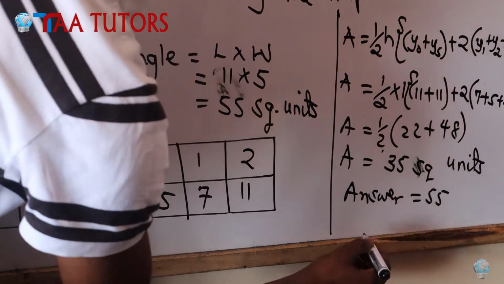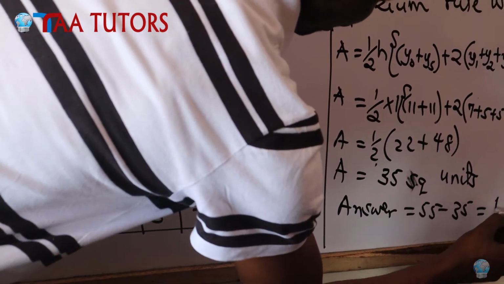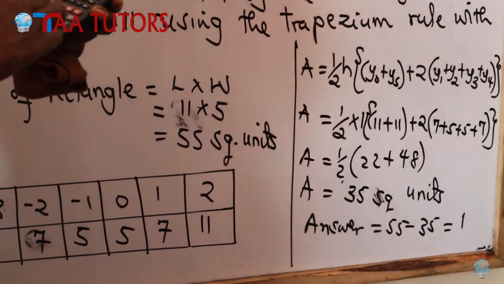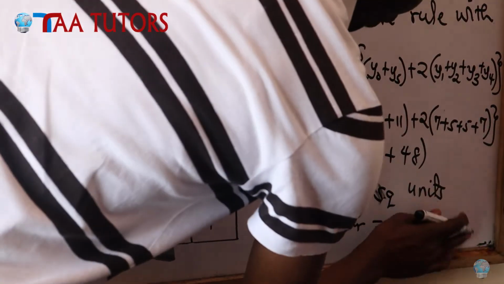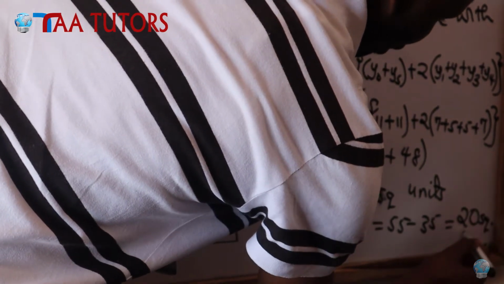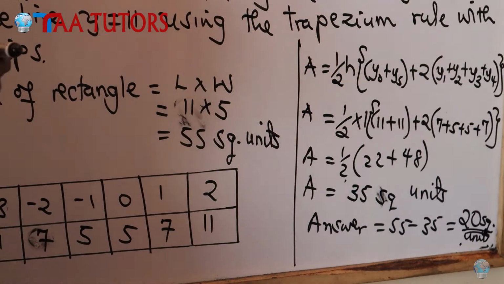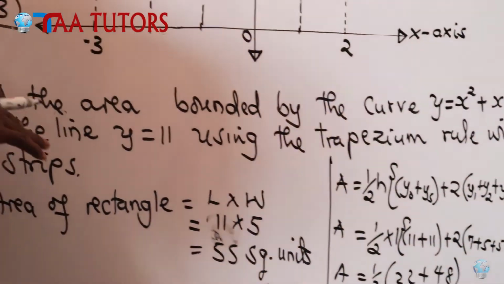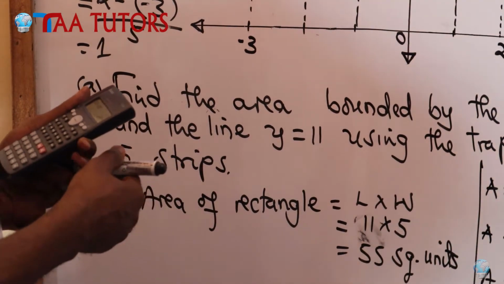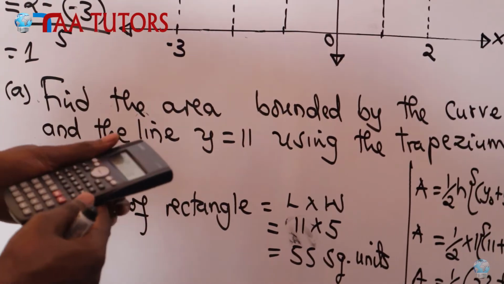55 minus 35, which is 20 square units. So this is the answer, the estimated answer, because we know when we use area approximation, we are actually estimating the area. So this is how we determine the area using the trapezium rule.